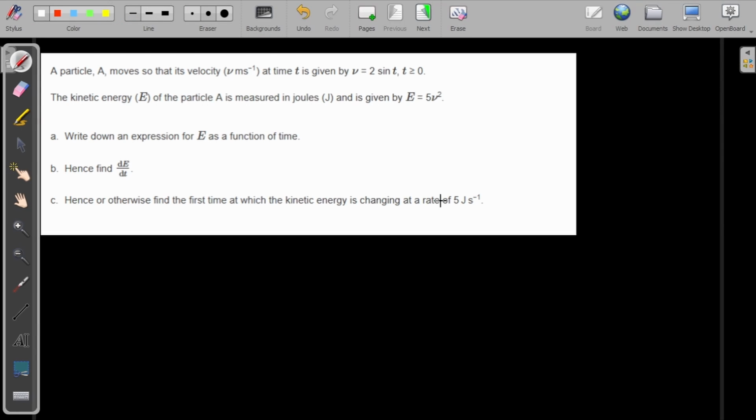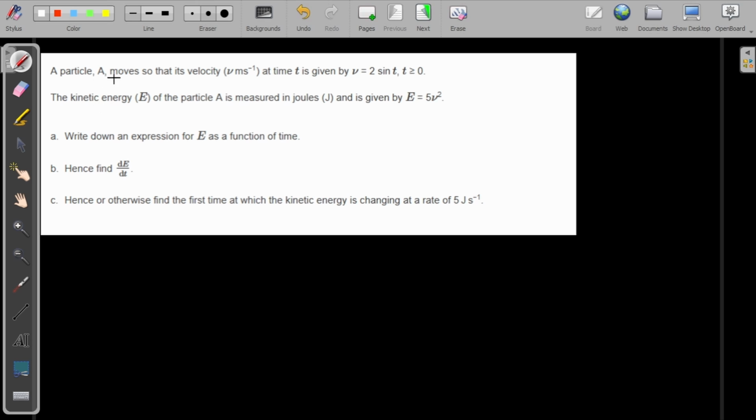Hello, in this topic we will see common IB questions that you may see in the exams, which have to do with differentiation, the easy part of differentiation. Let's see one of these questions.